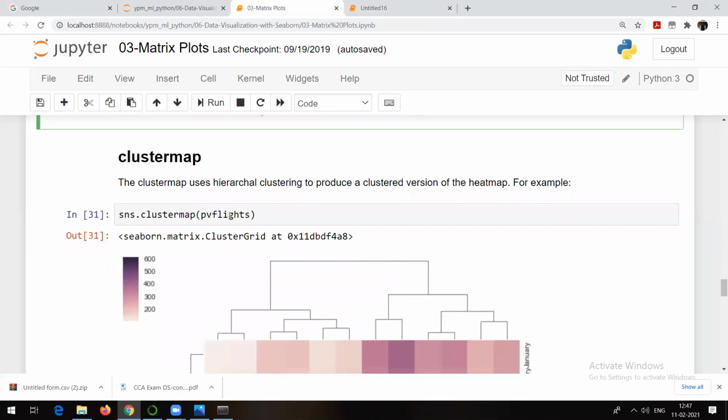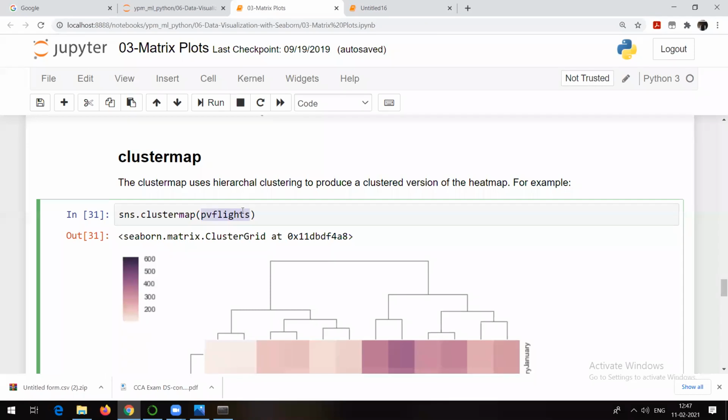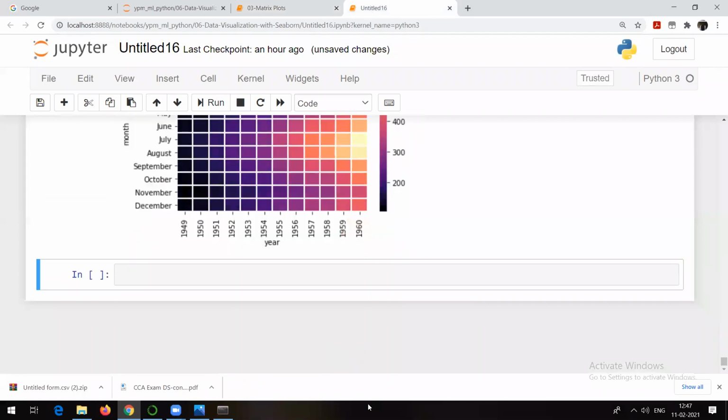A cluster map is also there. We already have PV flights. Now, what is clustering? I told you. Clustering is nothing but grouping. In machine learning, we generally make use of algorithms for clustering the data. But we have a simple package with the help of which we can check whether there are some clusters present in the data or not.